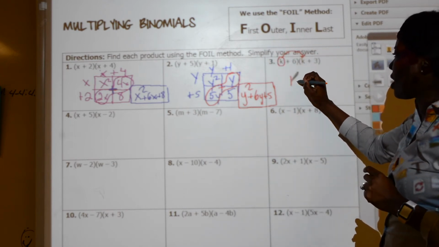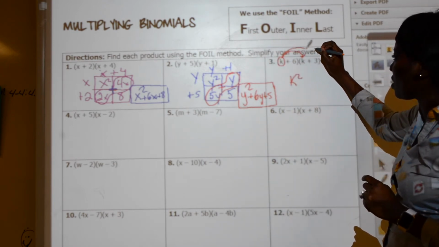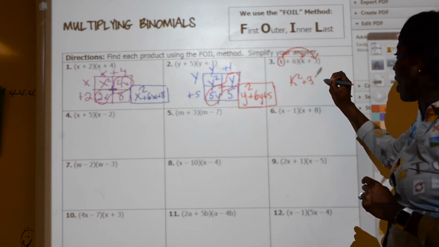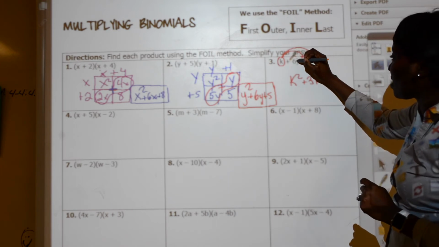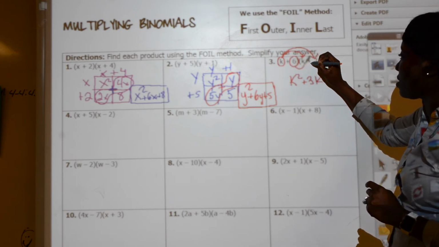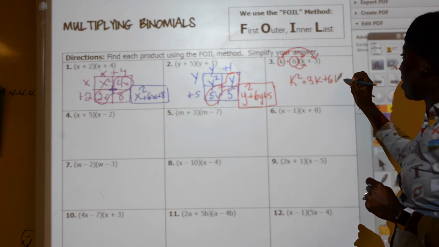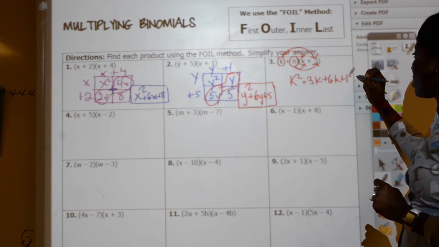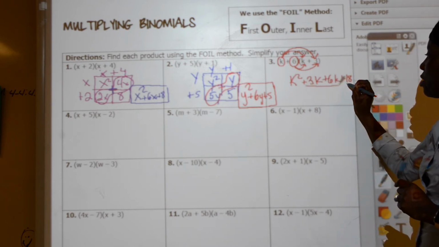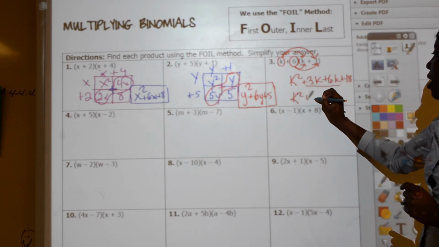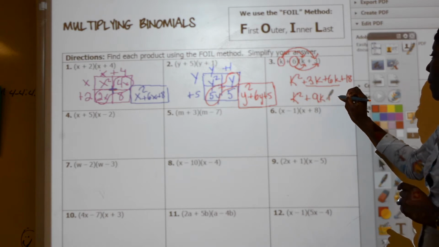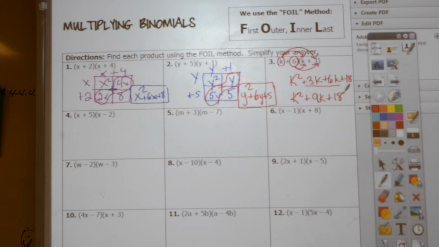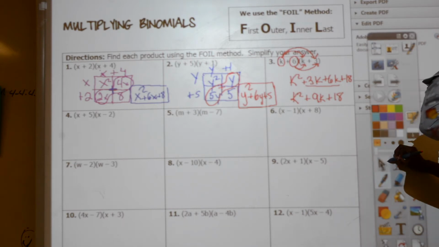K times K is K squared. Then we're going to distribute it to the outer term, the O. It's going to give us 3K. Then we're going to distribute this 6 to both terms in the second parentheses. 6 times K is going to give us 6K. And then it goes to the last one. And that's going to give us 18. Then we combine these two like terms, and I found the answer is K squared plus 9K plus 18. And that's pretty much the different methods. We'll skip down and do some of them that have double.